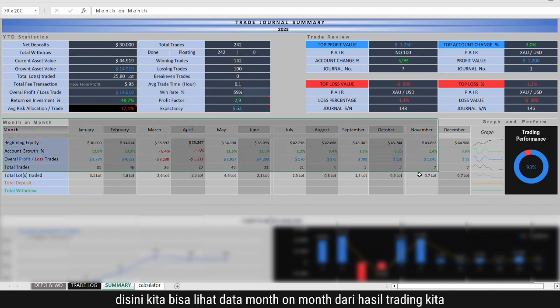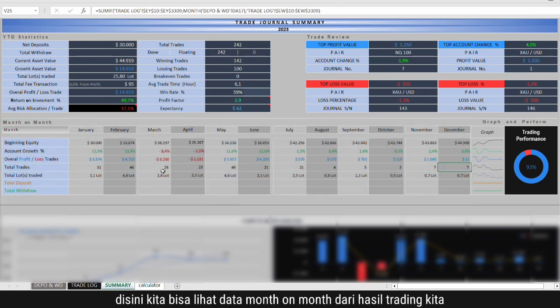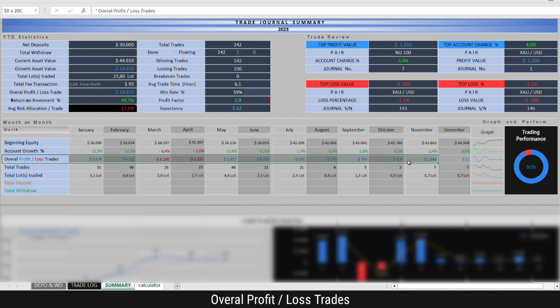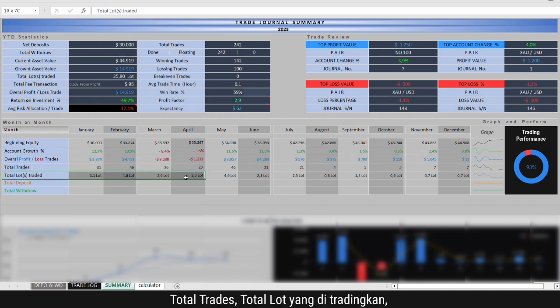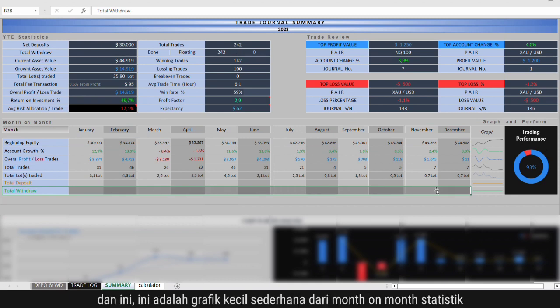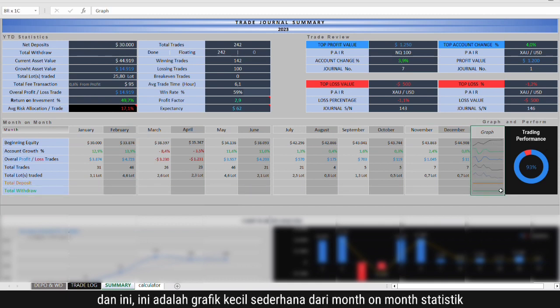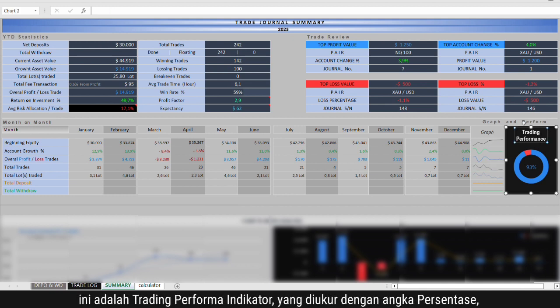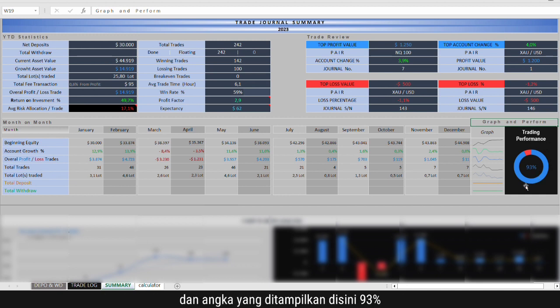Here we can see some month on month statistical data from our trading results. Starting from our beginning equity, account growth percentage, overall profit or loss trades, total lots traded, total deposit, and the last is total withdrawal. And here, this is a small graph from the monthly statistic. And this is a trading performance indicator that is measured by a percentage number. And the current number displayed is 93%, which I can say is a very good number.